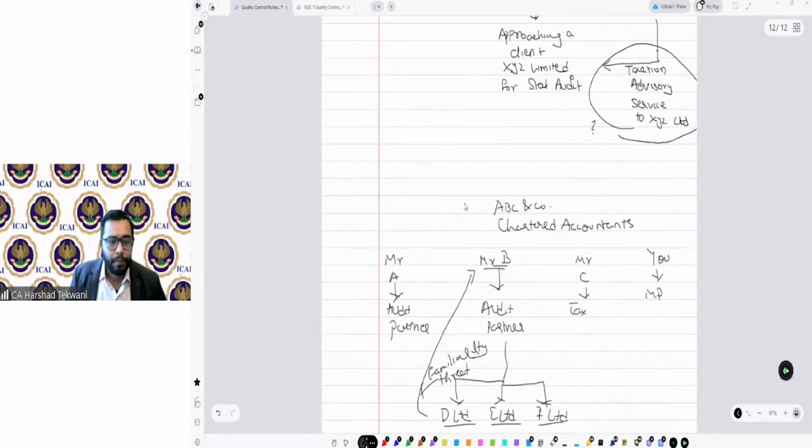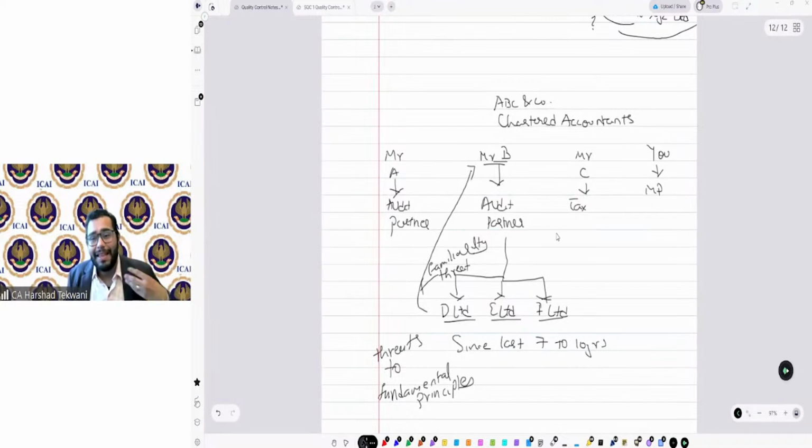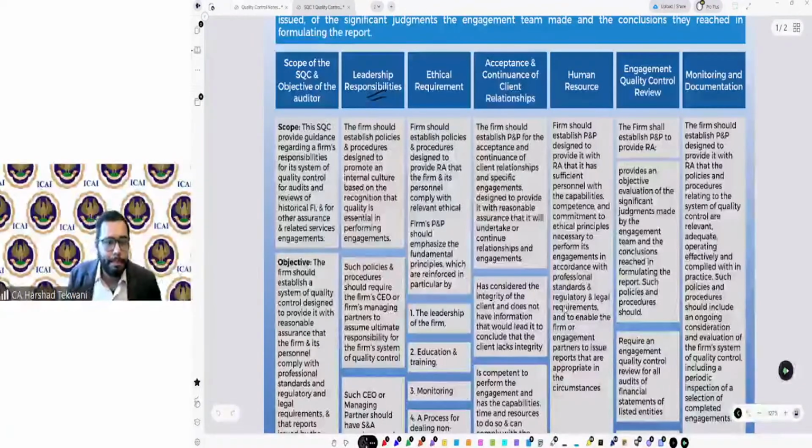Now, when I say whether there is any mechanism, the answer should be yes. There are policies and procedures. And the moment you say policies and procedures, you talk about compliance with the SQC1.